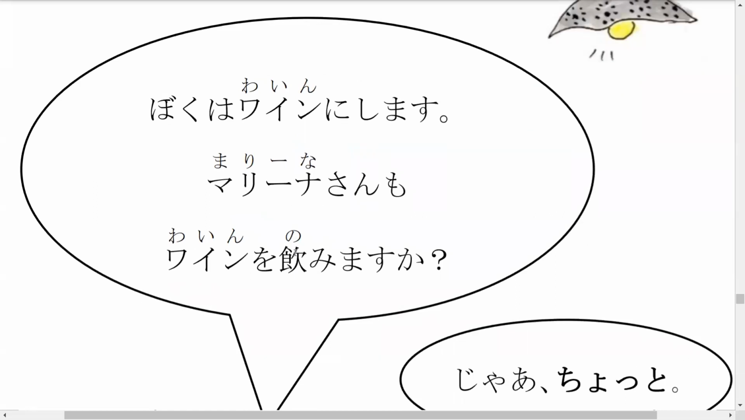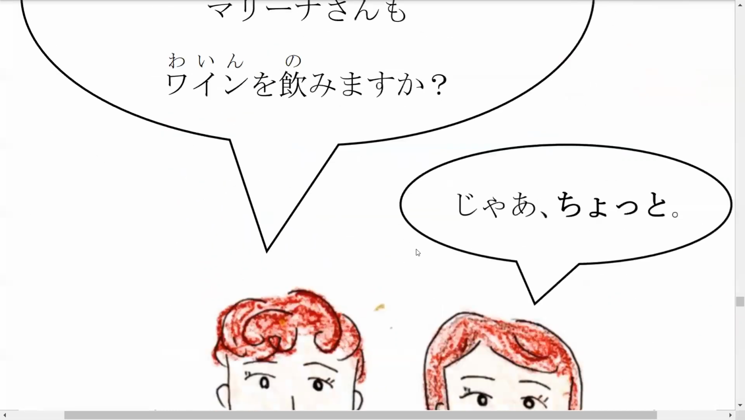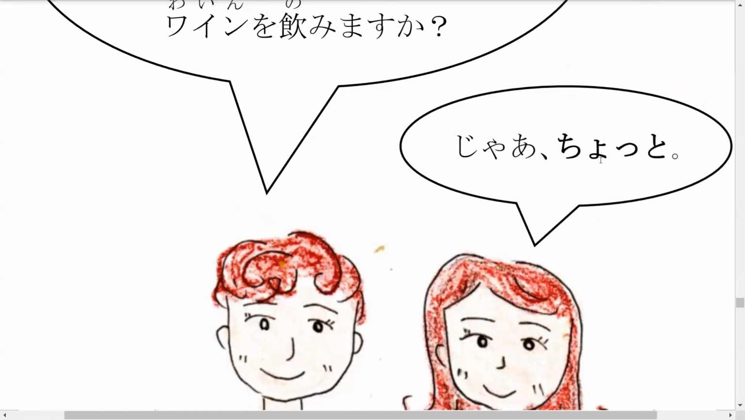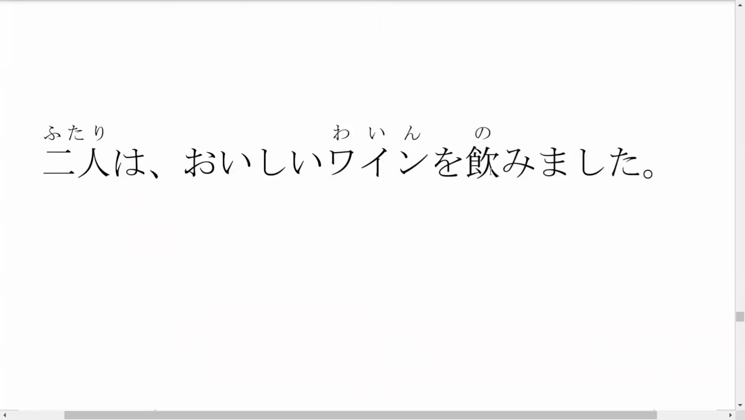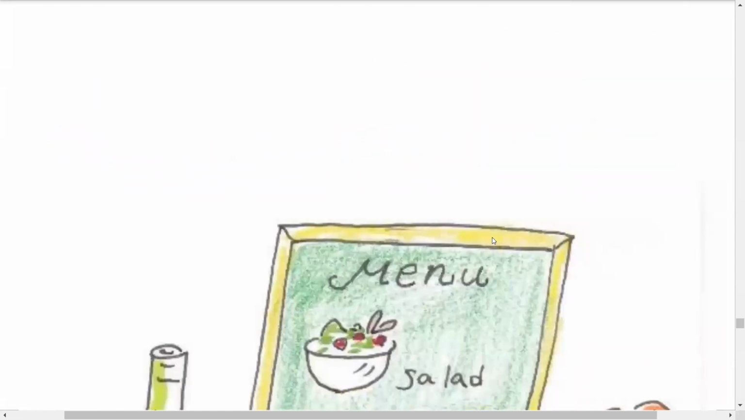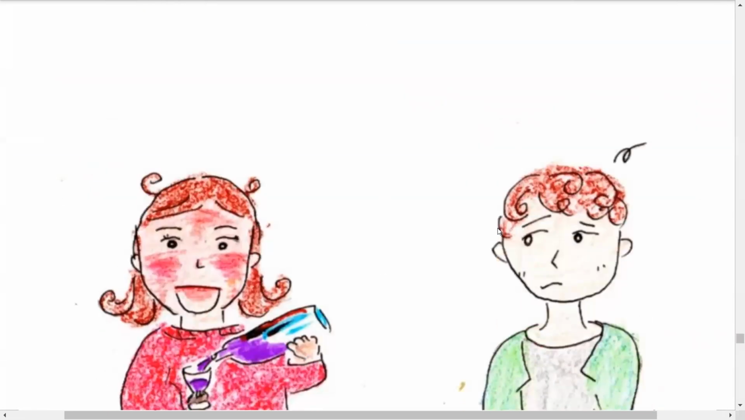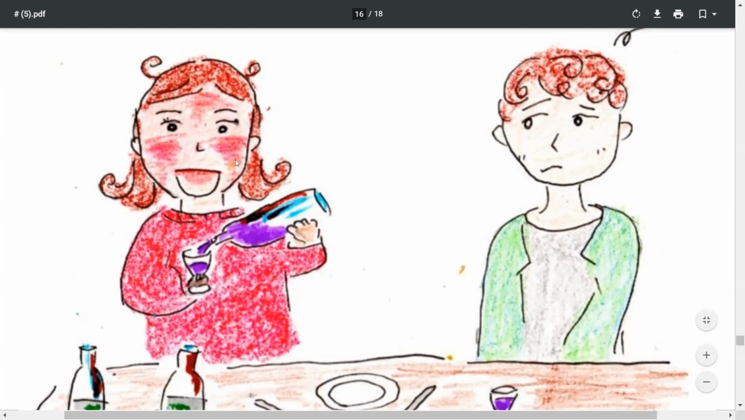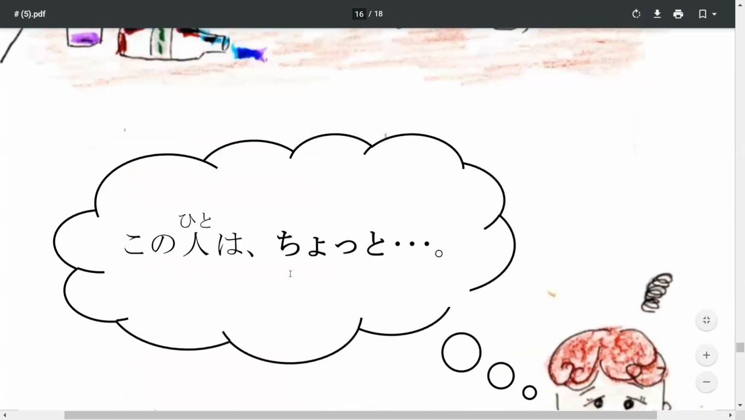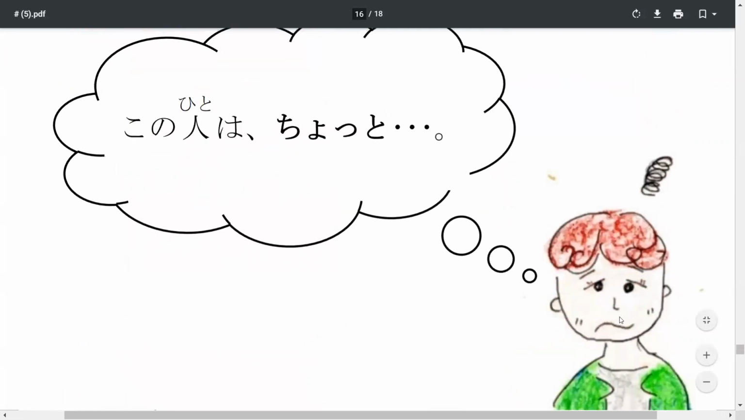Marina-san mo, wine wo nomimasu ka? So he said here, Marina, do you also drink wine? Then she said, ja, chotto, a little bit. But what happened? Futari wa oishii wine wo nomimashita. Futari means two people. The two people drank wine. It's past tense, nomimashita. So after drinking wine, what happened? A lot of red on her face already. Then she said, kono hito wa chotto. He got upset. This person is a little bit something. So we have our chotto with the same quality here.